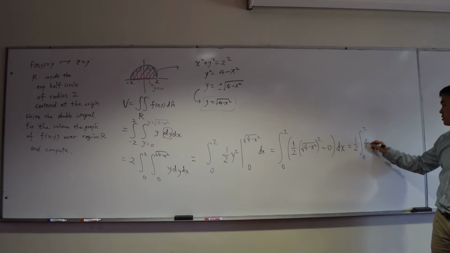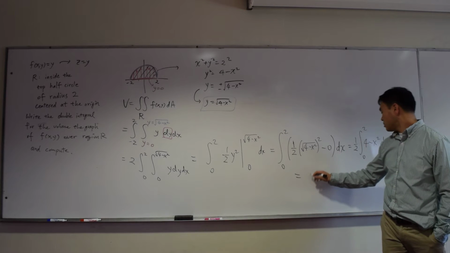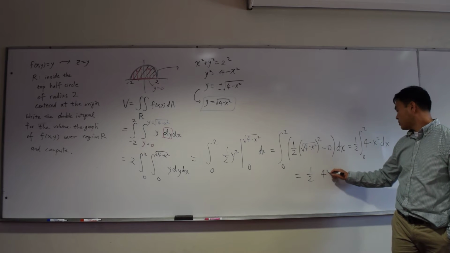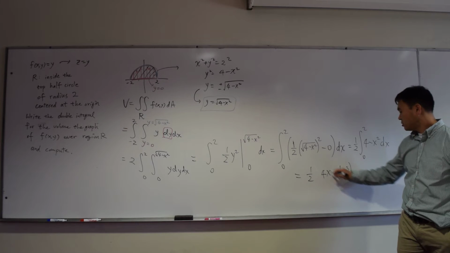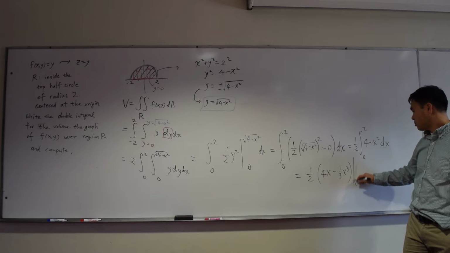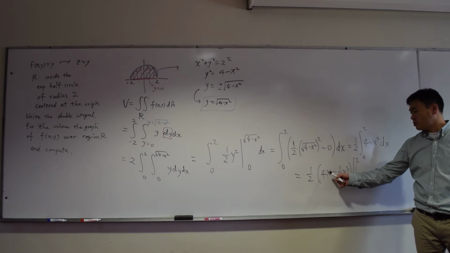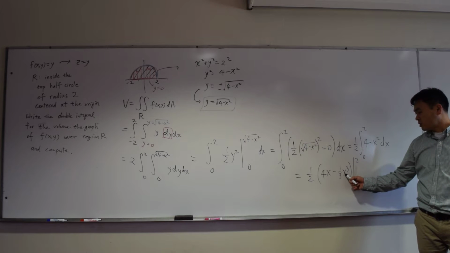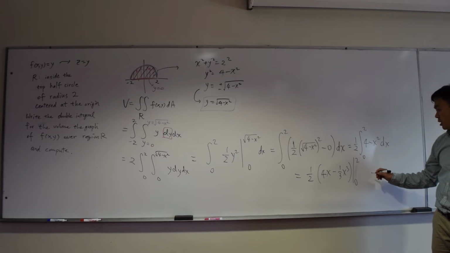So you get 4 minus x squared dx. And then the integral is 4x minus 1/3 x cubed. And you're plugging in 0 and 2. And therefore, when you plug in 2, you get 8. 8 minus 8/3, that's 16 over 3.